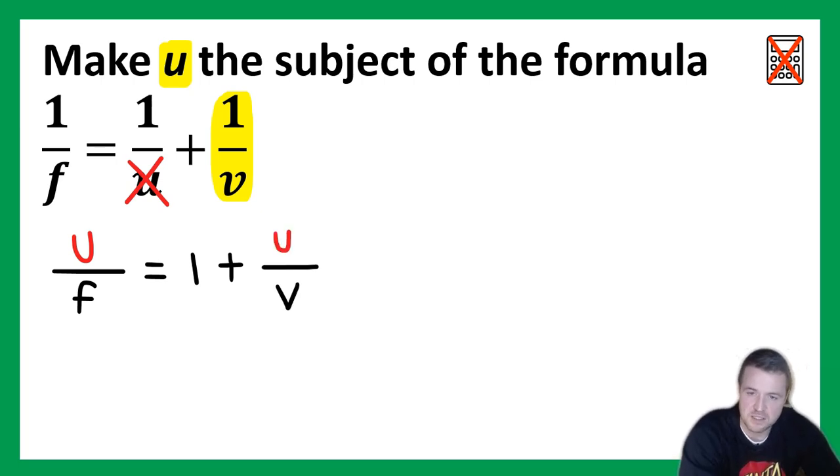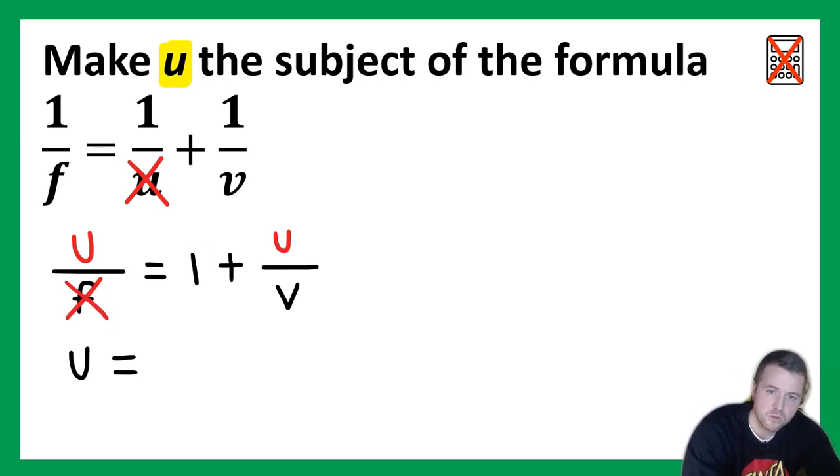Before adding and subtracting terms, it's actually quite helpful if you don't have them written as denominators. So it will be quite helpful if I then multiply through by f to give me u equals 1 multiplied by f is f, and u over v multiplied by f is uf over v.